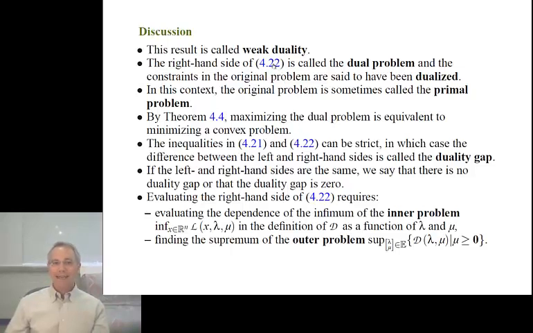Unfortunately, if the inequality in either 421 or 422 is strict, that doesn't give us a complete insight into the solution of the original problem. When that inequality is strict, we say there's a duality gap. On the other hand, when the left and right hand sides are the same, we say there's no duality gap, or the duality gap is 0.